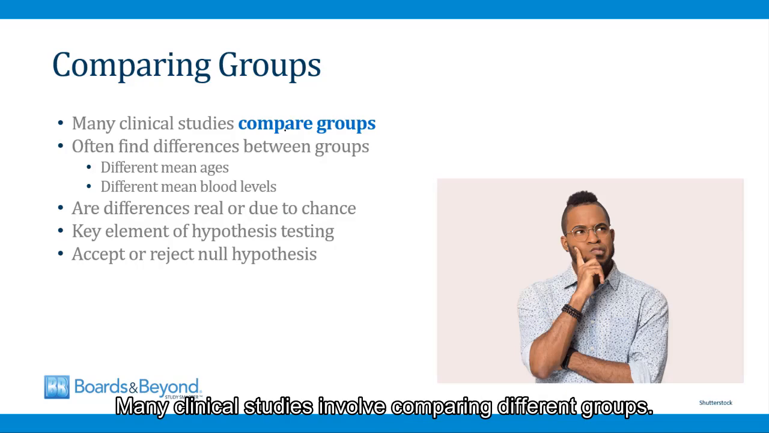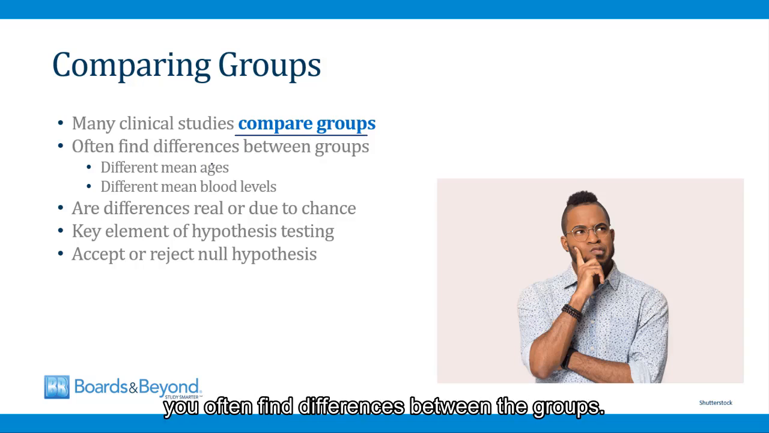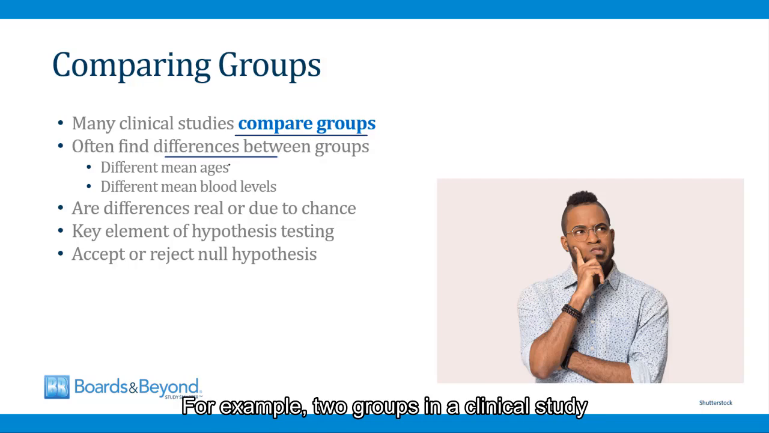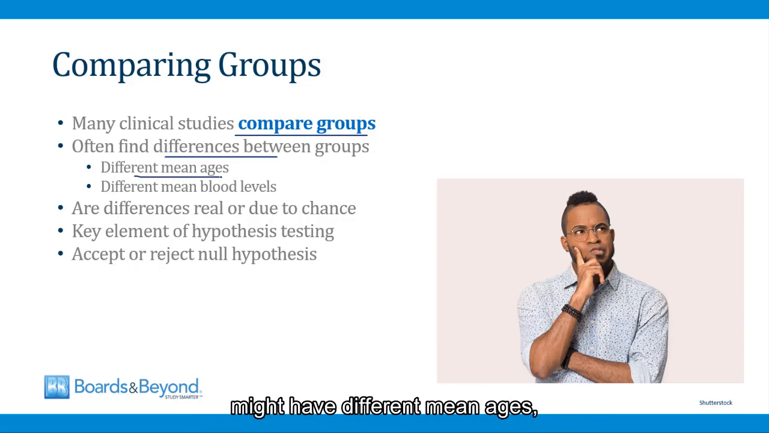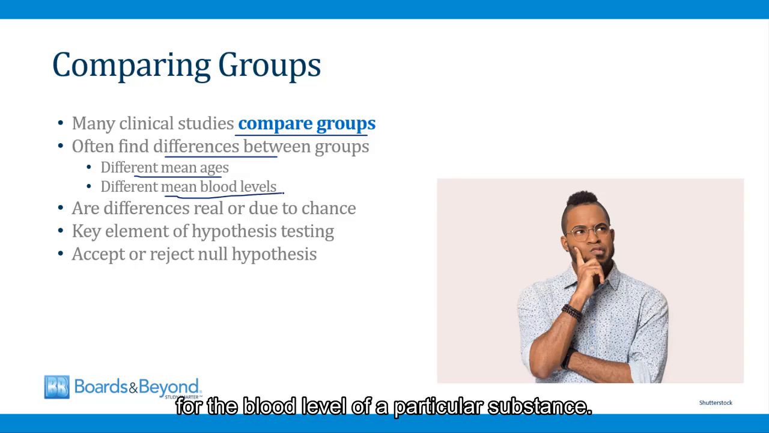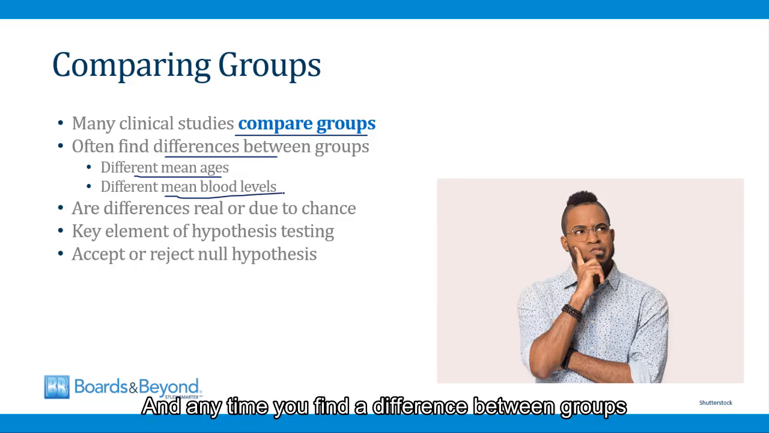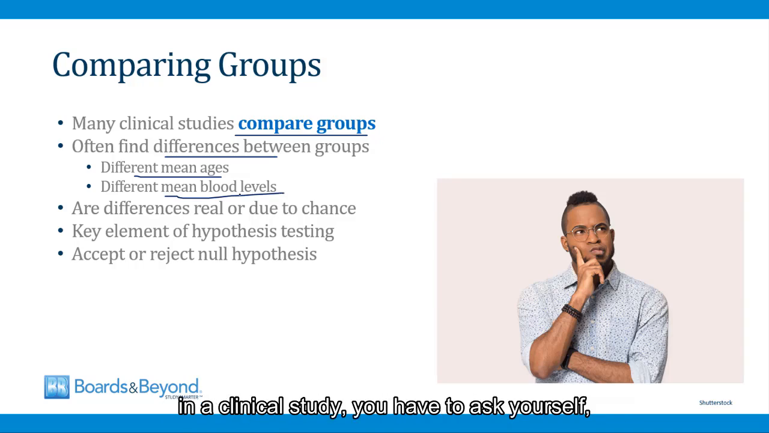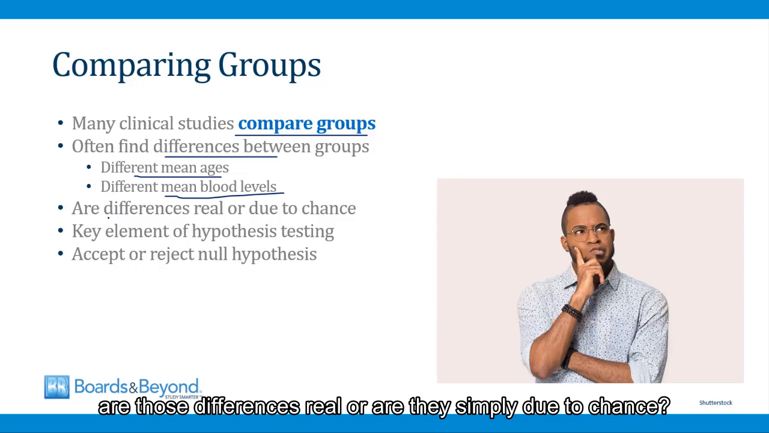Many clinical studies involve comparing different groups, and when you do this, you often find differences between the groups. For example, two groups in a clinical study might have different mean ages, or they might have different mean values for the blood level of a particular substance. And anytime you find a difference between groups in a clinical study, you have to ask yourself, are those differences real or are they simply due to chance?